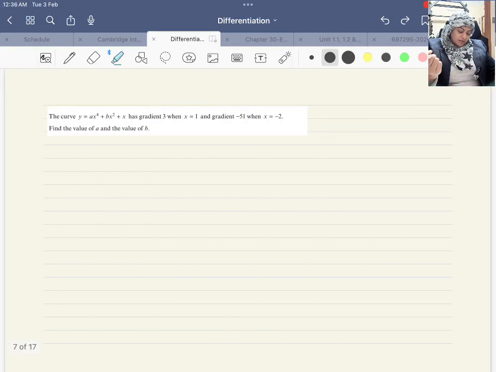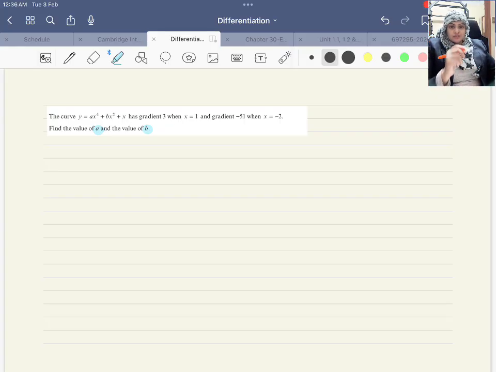Moving on to the next question. This question says the curve has a gradient 3 when x is equal to 1 and has a gradient minus 51 when x is equal to minus 2. So we have two conditions. We have been provided with the two x values and two values of gradient. We have to calculate a and b. So why do we have two conditions? We have two conditions because there are two missing variables that we have to calculate.